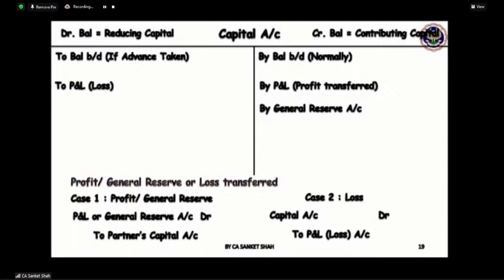To get this logic, beta, whether capital is credited or debited, you have to understand in this way. If capital is increasing, you have to give credit. If capital is decreasing, you have to give debit. It's very simple.